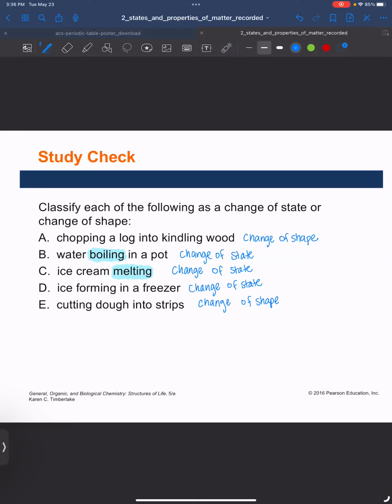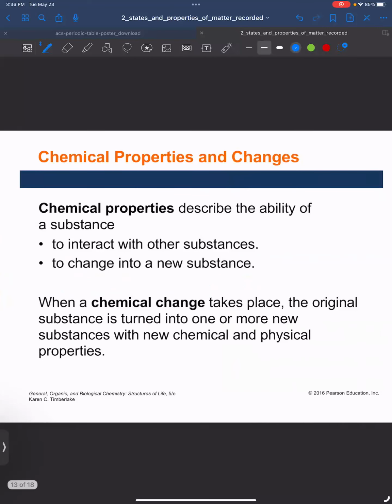All right, now we have a better understanding of physical properties and changes. Now let's look into chemical properties and changes. Chemical properties describe the ability of a substance to interact with other substances and also to change into a new substance. When a chemical change takes place, the original substance is turned into one or more new substances with new chemical and physical properties. This is exciting for me as a chemist. This is where the chemistry takes place.